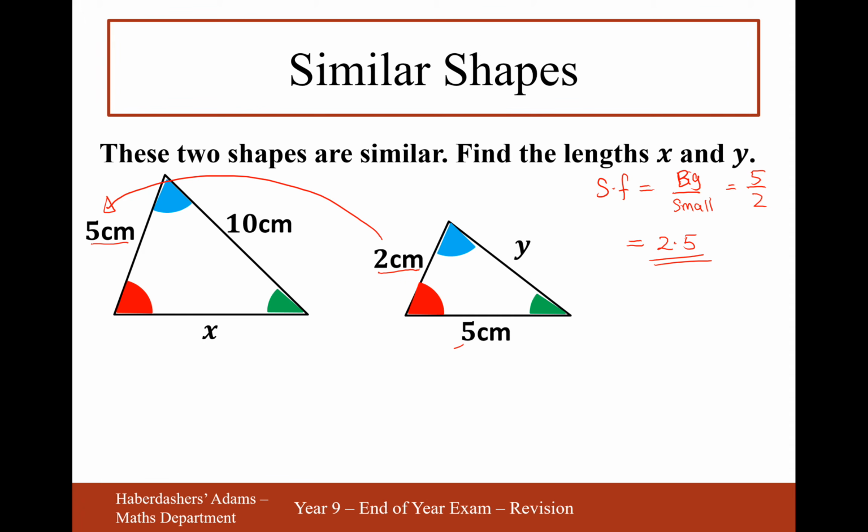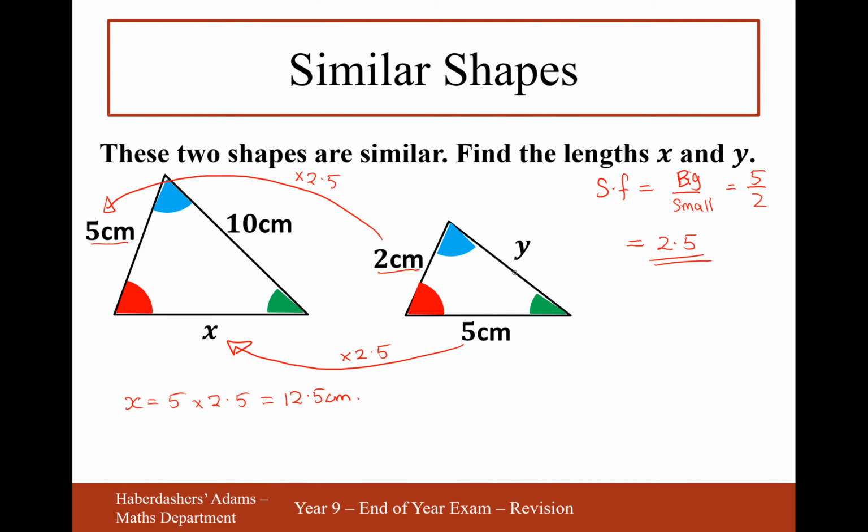Okay, let's go from the smaller side to the bigger side here. How do we work out x? Well, this is a scale factor of multiplied by 2.5, so I'm going to do exactly the same thing with this side of 5 here. So x is equal to the side length of 5 scaled up by multiplying by 2.5. So grab your calculator, and it's going to be 5 times 2.5, which is 12.5. So that side length of x is 12.5 centimeters.